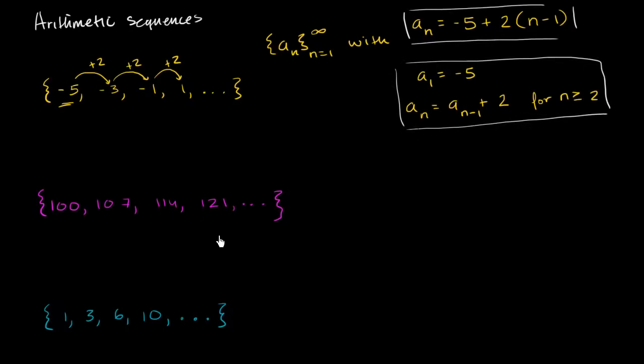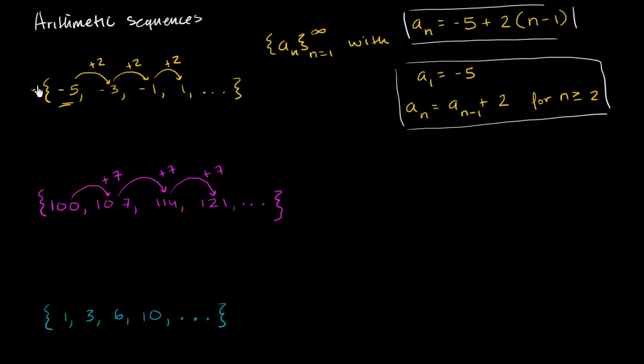Now let's look at this sequence. Is this one arithmetic? Well, we're going from 100 to 107, we add 7. 107 to 114, we're adding 7. 114 to 121, we are adding 7. So this is indeed an arithmetic sequence.